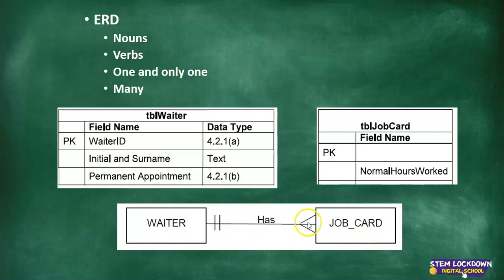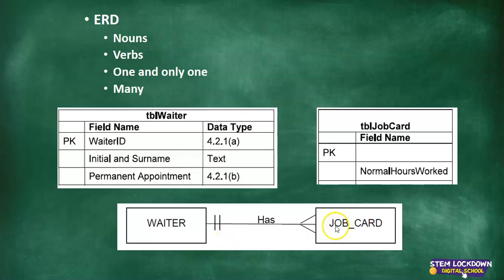Then you have to draw this line here, and these two vertical lines here indicate that there is one and only one of each waiter. We have the waiter ID there as a primary key, so one waiter's ID, surname, initial, and whether they're permanent or not will only appear once, and that's why I'm putting the 1 there.